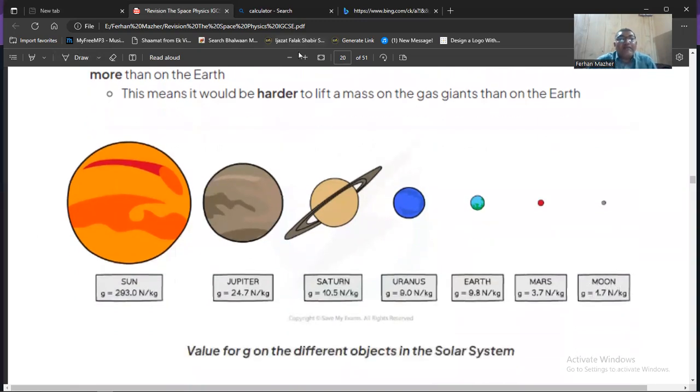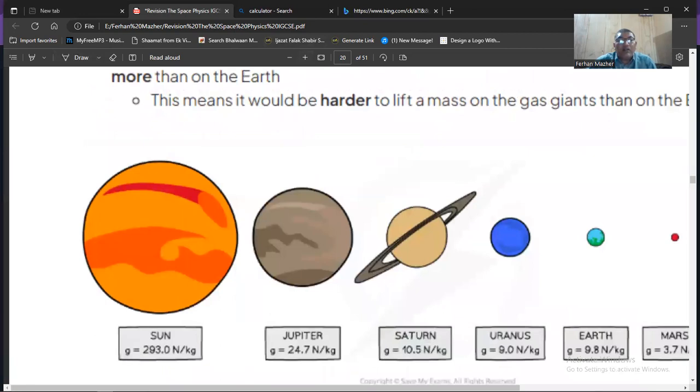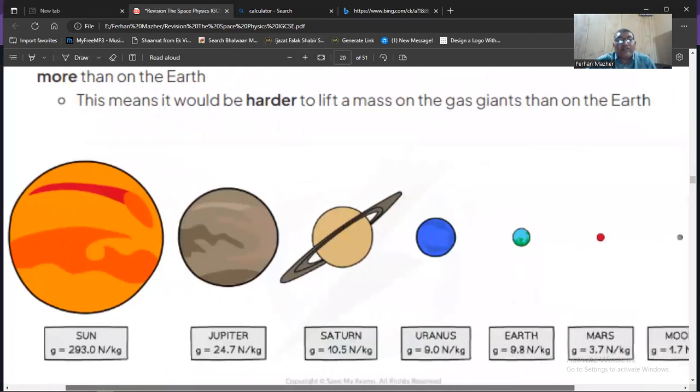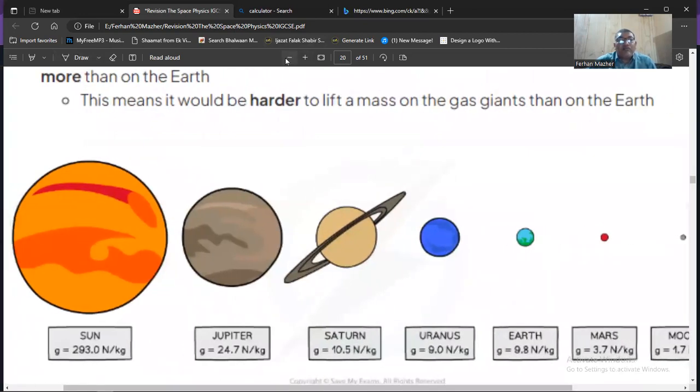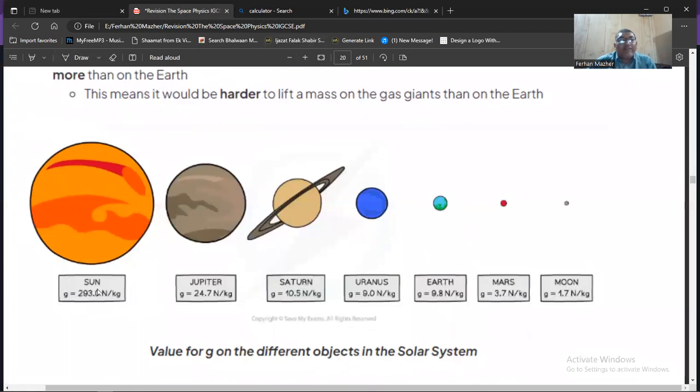So here we have, let me increase the size. Okay, so here we have the sun. Its g value is 293.0 newton per kg. Jupiter, its g value is 24.7 newton per kg. Then we have Saturn, its g value is 10.5 newton per kg. Then we have Uranus, its g value is 9 newton per kg.